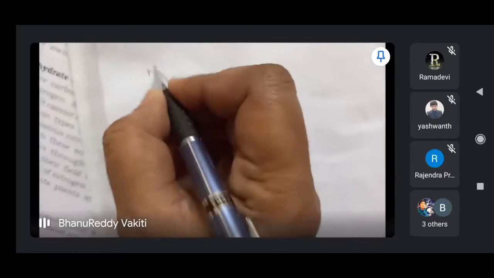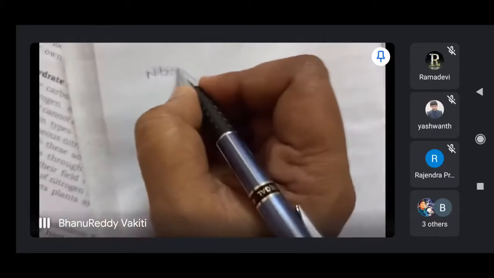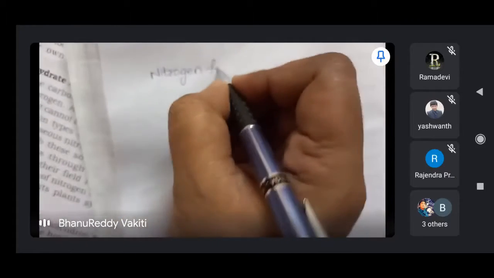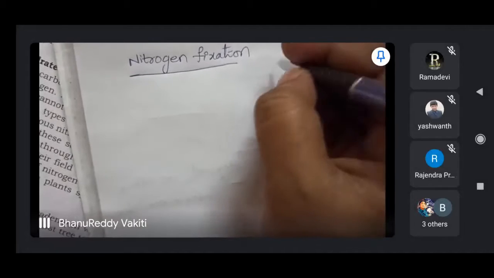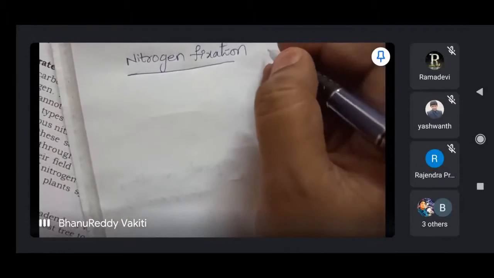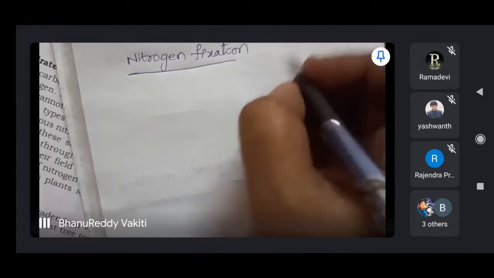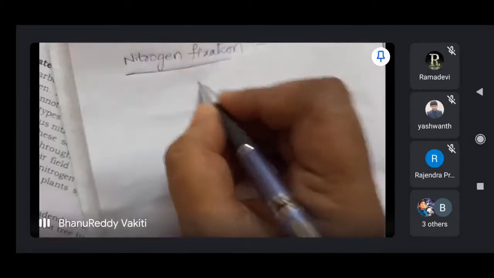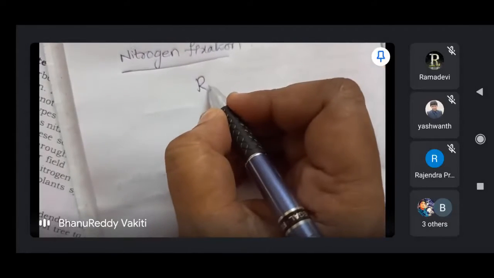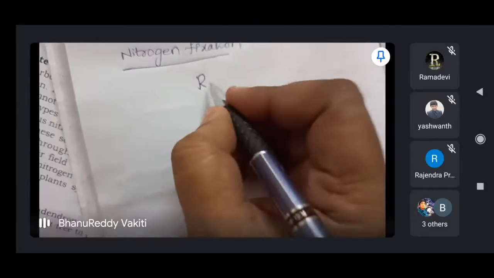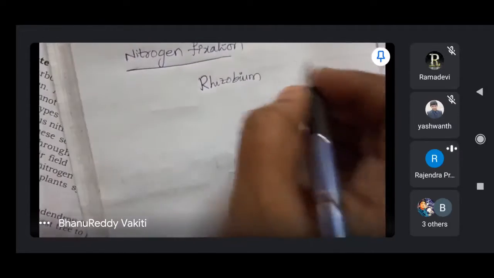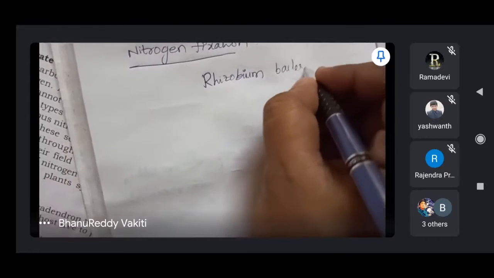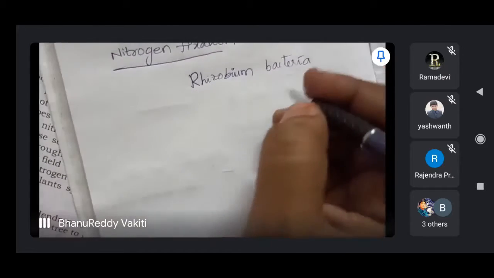Nitrogen fixation bacteria. What is that I told? Venkateshwarlu? Shreyansh? Yatishwar, are you there? What is the nitrogen fixation bacteria? Now only I told. Say. Rhizobium. Are you listening or not concentrating? Rhizobium bacteria. Dhananjay, keep your phone mute.